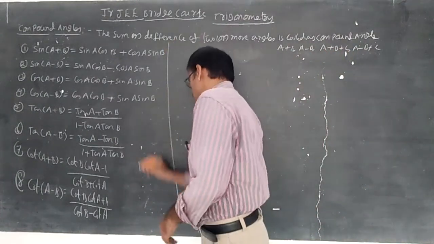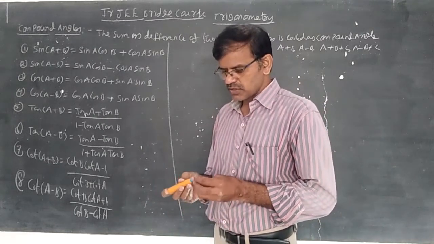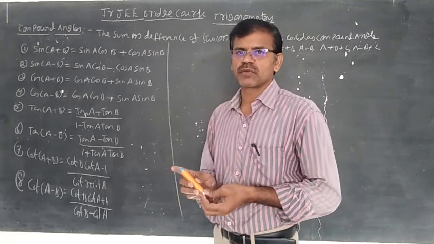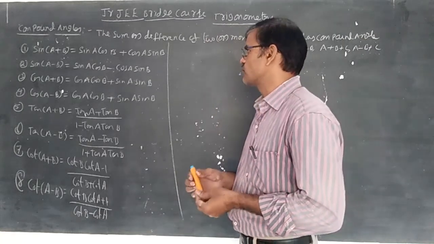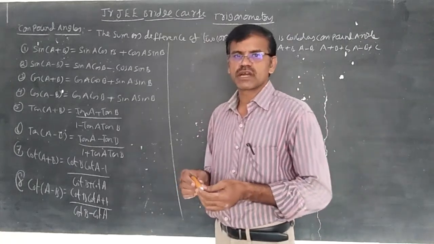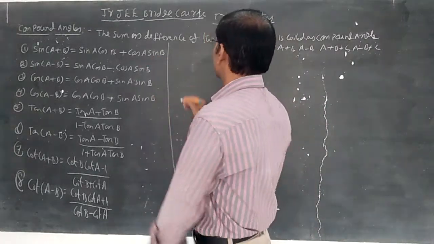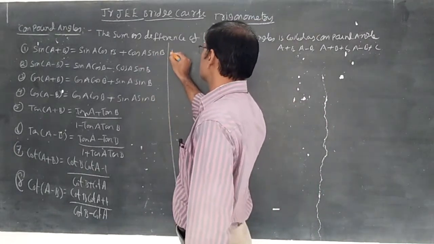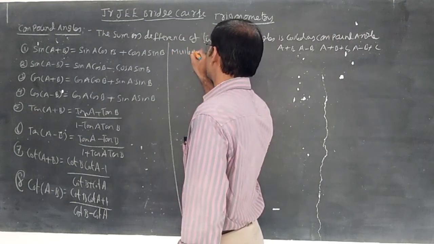These are the compound angle formulae. There is no question of secant and cosecant formulas. Cosecant of a plus b you can understand as 1 by sin of a plus b, and secant of a plus b you can understand as 1 by cos of a plus b. Now, depending upon these compound angles, we can write the formulae of multiple angles.